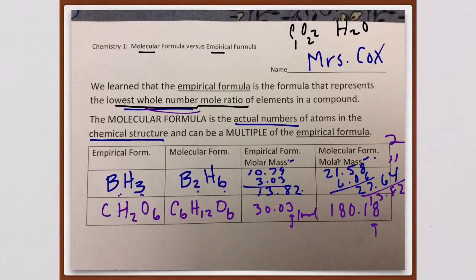180.18 grams per mole. So, how many times bigger is the molecular molar mass than the empirical molar mass? 6 times. I have to erase something. I'm sorry. That is actually a 1 here. Sorry, my bad. There we go. CH2O. It's 1, H2, 1, and 6, 12, 6. Sorry about that. But again, this is the most reduced form, and this is the actual.